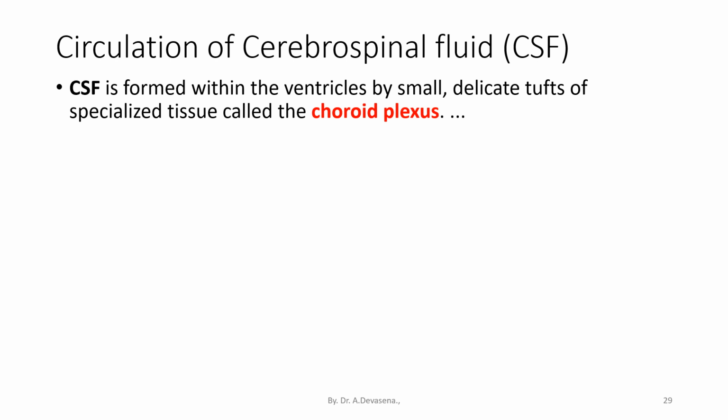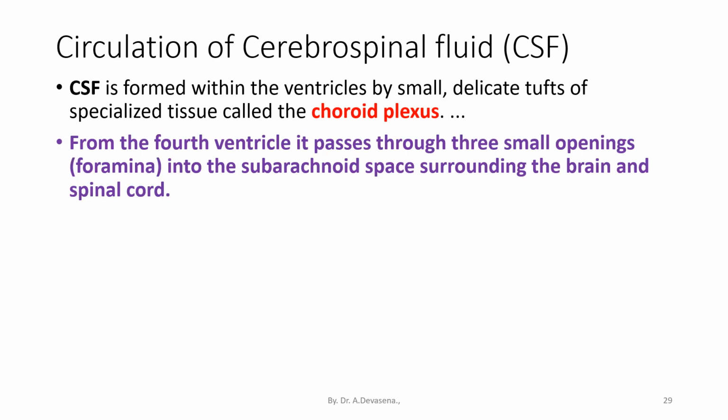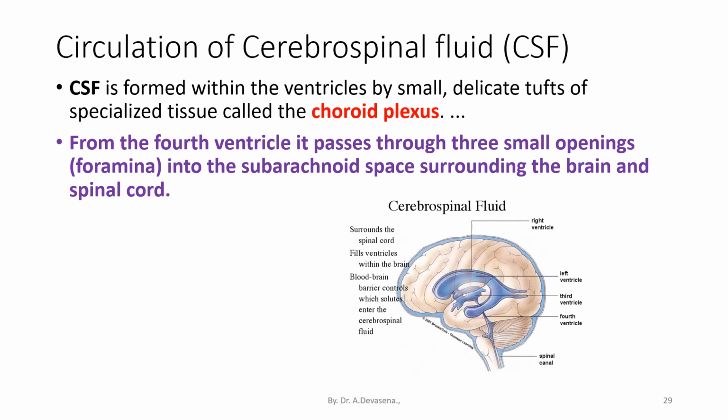Circulation of cerebrospinal fluid. CSF is formed within the ventricles by small delicate tufts of specialized tissue called the choroid plexus. From the fourth ventricle, it passes through three small openings into the subarachnoid space surrounding the brain and spinal cord. This is the representation of the cerebrospinal fluid.